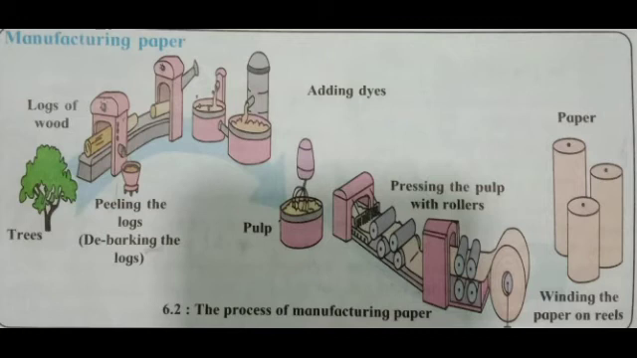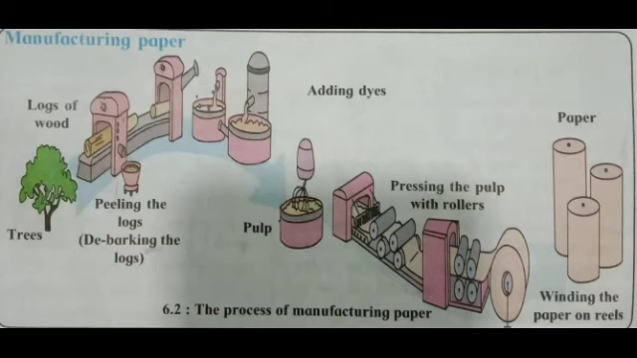Next point, bark from the logs of coniferous trees is removed and the wood is broken into small pieces. Meaning we get these logs from coniferous trees, and afterward we cut or break them into small pieces. Then it is mixed with certain chemicals and soaked for a long time. This mixture of chemicals and soaking turns into pulp, which we know as wood pulp.